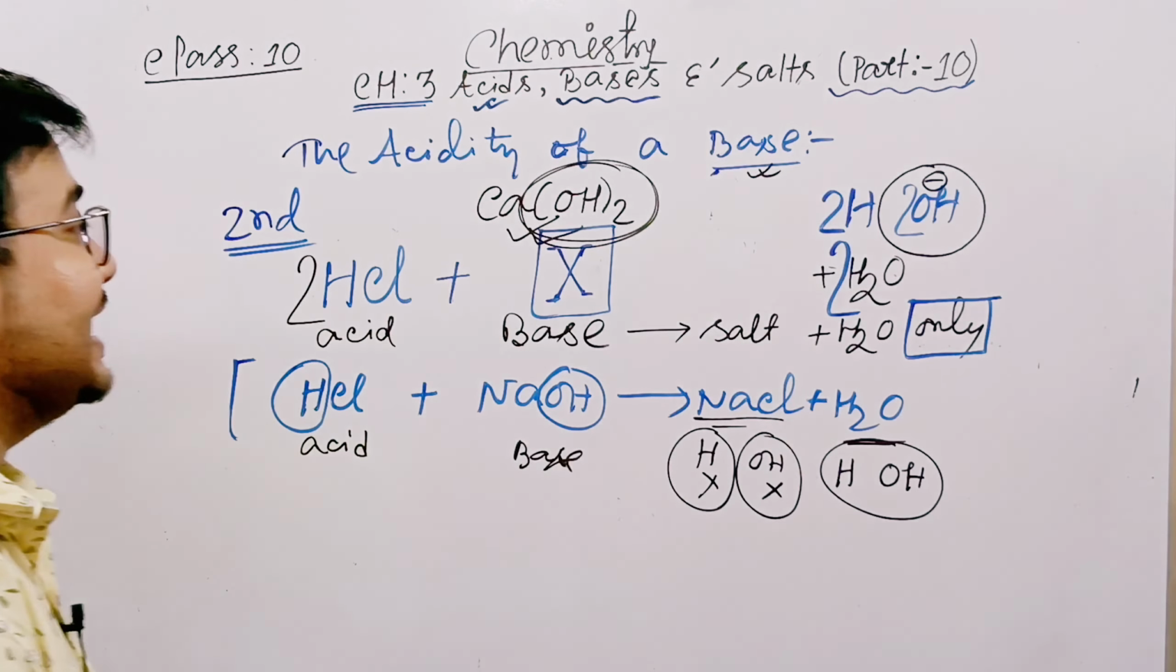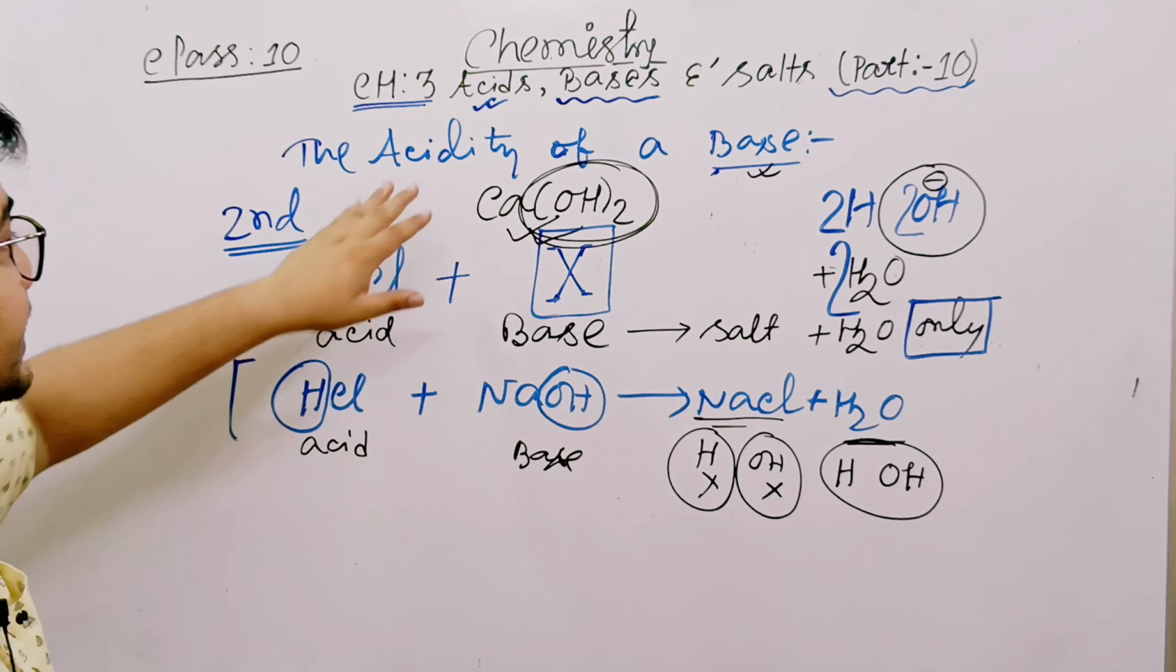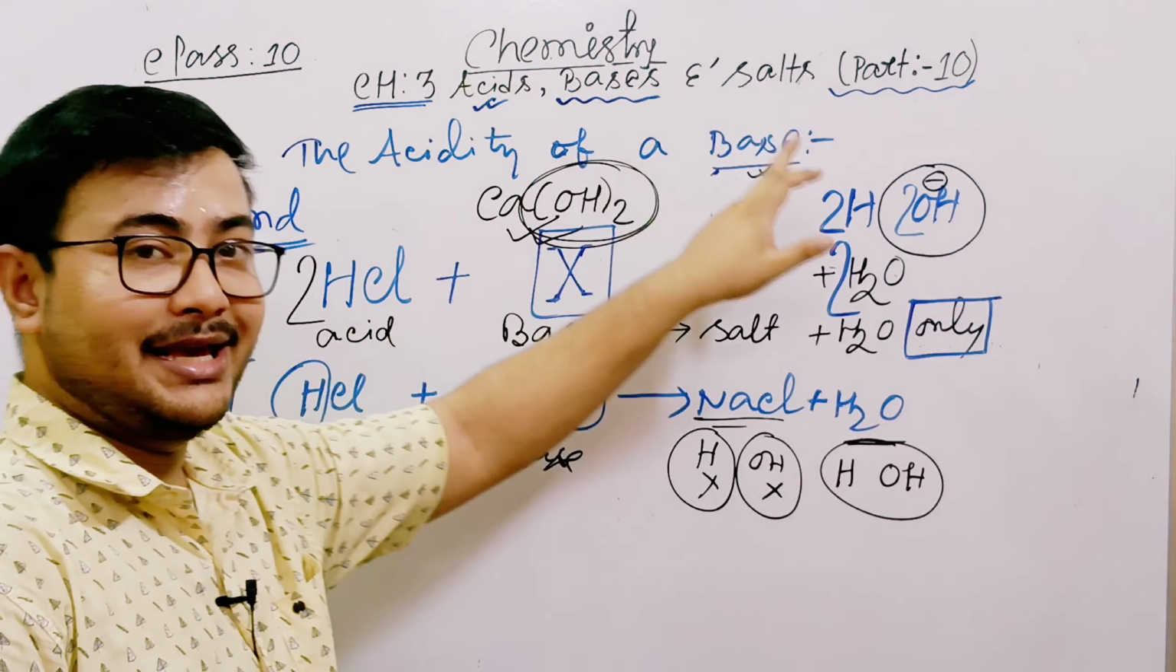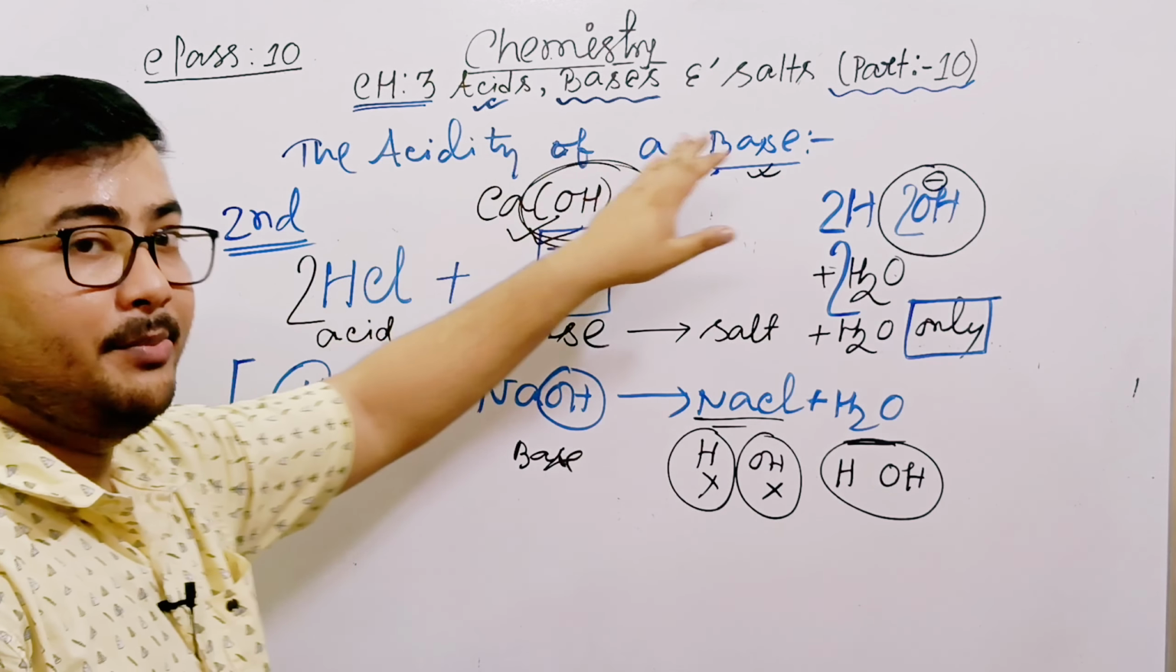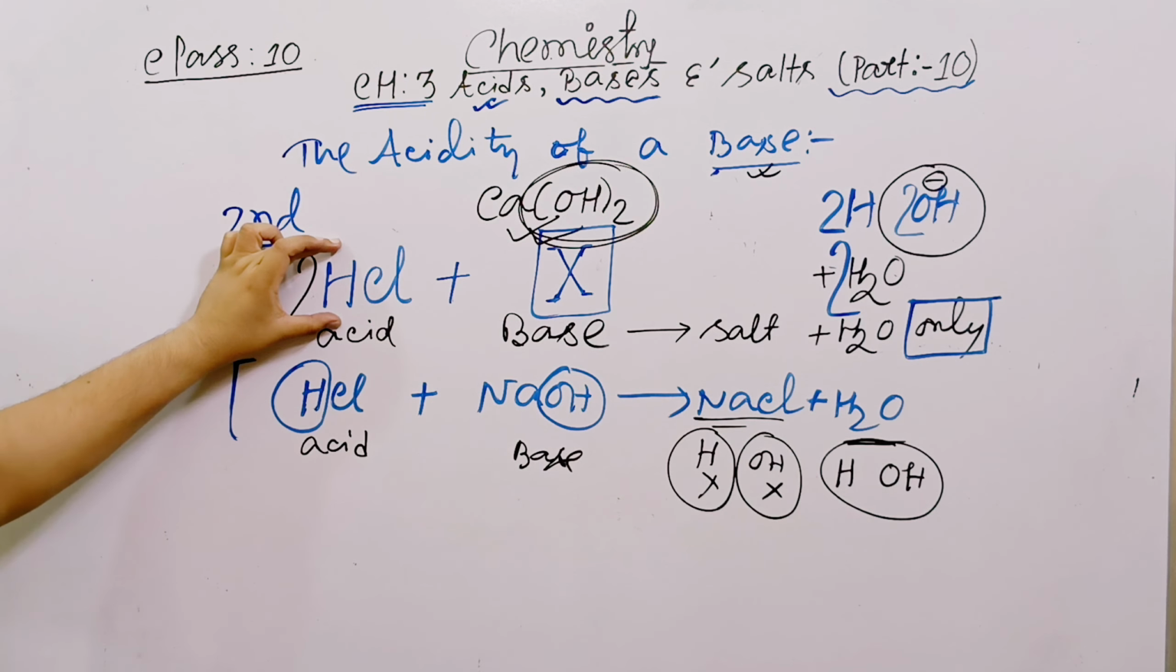Okay, so what is the another concept? The acidity of a base, first listen, then I will give the definition. Acidity of a base is the number of H plus ion.